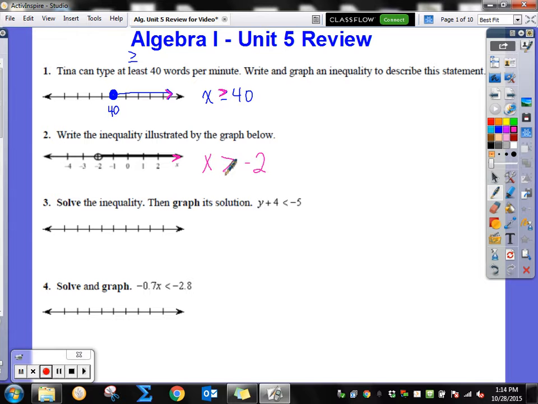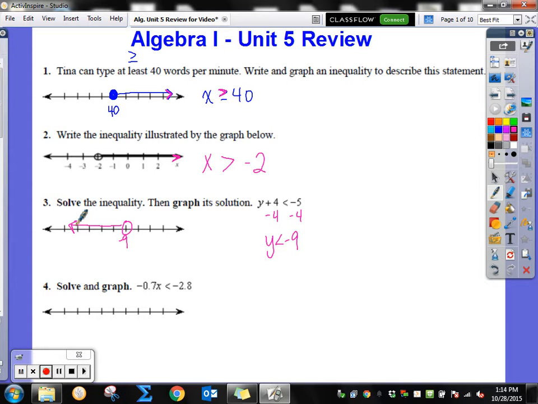Solve this inequality, so we have to subtract 4 from both sides. y is less than -9. I need to put -9 on my number line. It's going to be an open circle going to the left because it's less than -9. Also remember, some of your teachers may want you to put more than one number on your graph, so make sure you do what your teacher prefers.